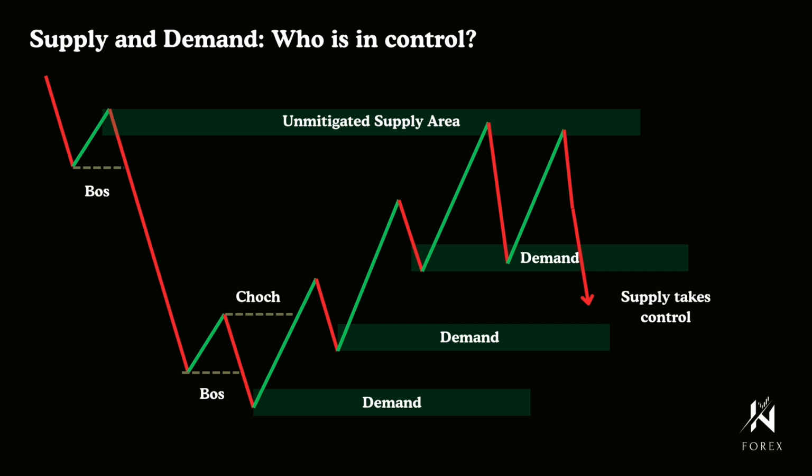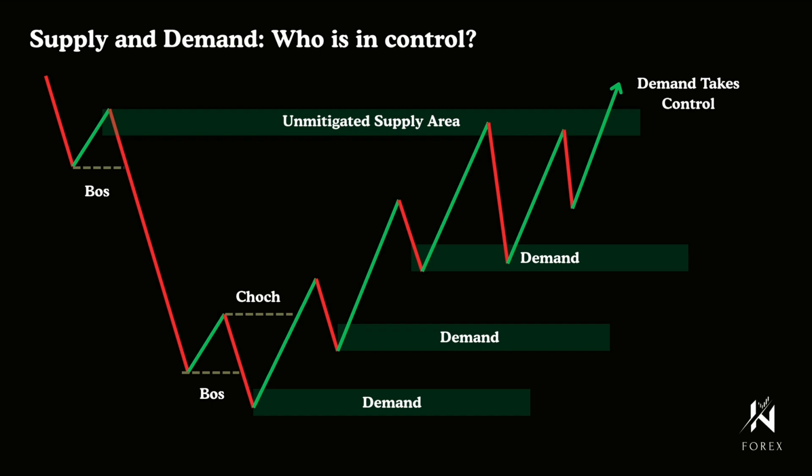Price may then consolidate between supply and demand zones until dominance is re-established. Now, if price breaks the demand zone downward, it confirms that supply has taken over and short positions are valid until price hits the next unmitigated demand zone, which may serve as a potential bounce area. Alternatively, if price breaks the supply zone to the upside, demand is in charge and we can confidently look for longs until the price meets the next unmitigated supply zone.